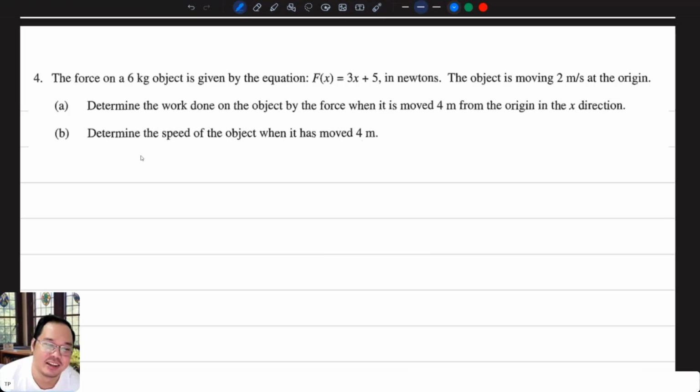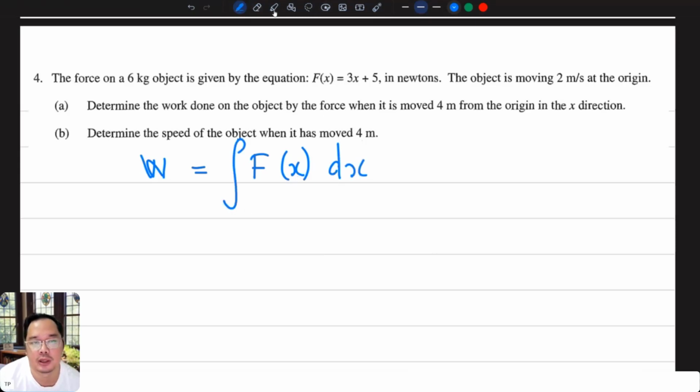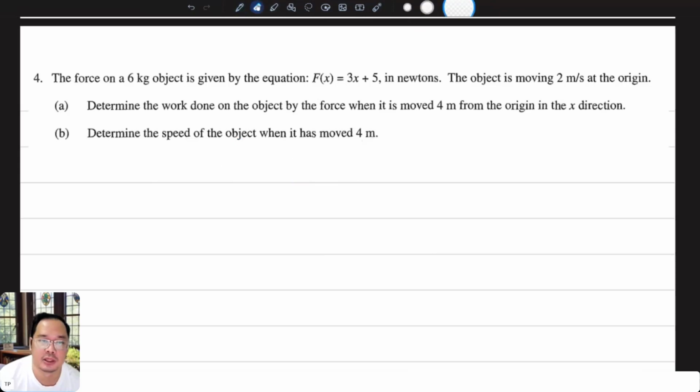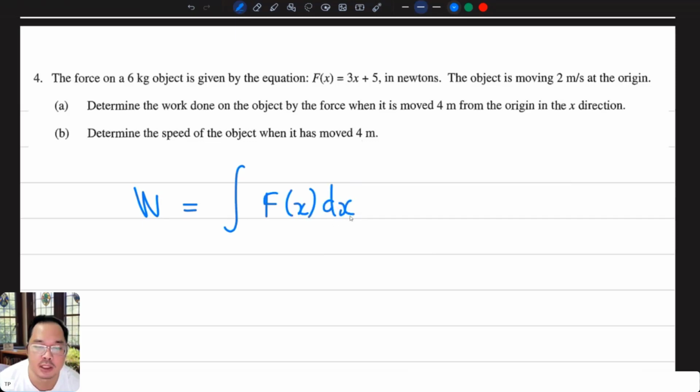The work is defined as force times displacement, but in this case the force is not constant but varies with position. Therefore it's a function, and we take the integration with position. So this is the method. Work is the integration of the force function with respect to the infinitesimal displacement dx, taking the displacement from 0 to 4. Those are the limits of the integration.